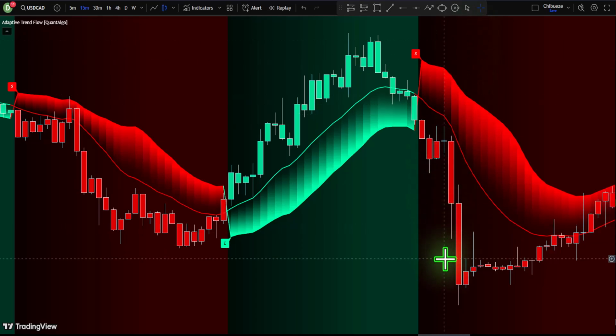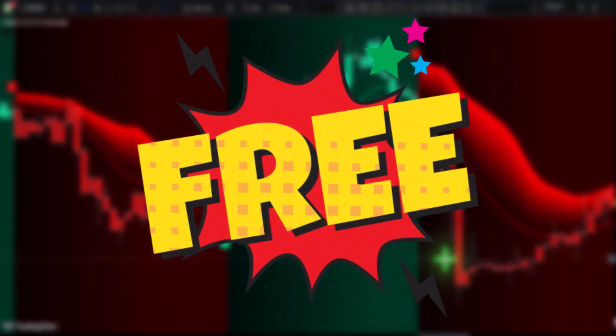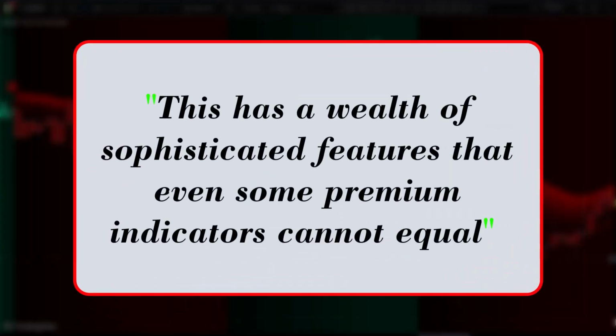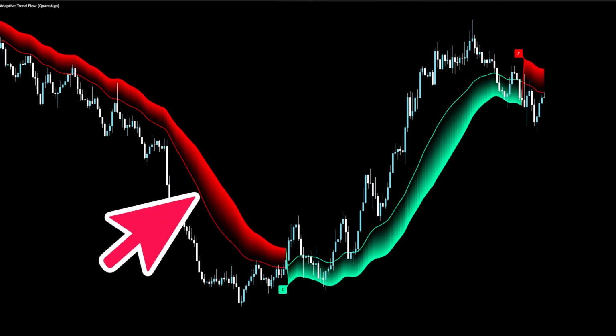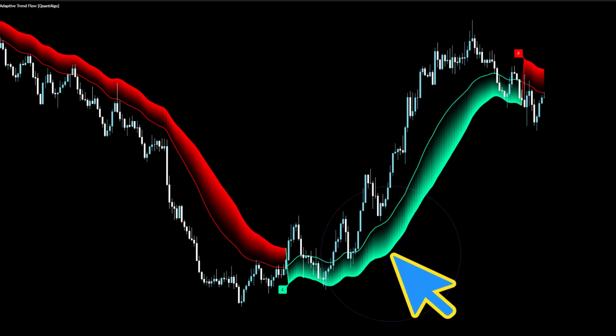So the Adaptive Trend Flow Indicator by Quant Algo is completely free to use on TradingView. This indicator is packed with high-tech features that even some paid indicators can't match. At its heart, the Adaptive Trend Flow uses two exponential moving averages, one fast and one slow. The fast EMA reacts quickly to price changes, helping traders to identify short-term movements. The slow EMA moves at a steadier pace, filtering out noise and confirming bigger trends.